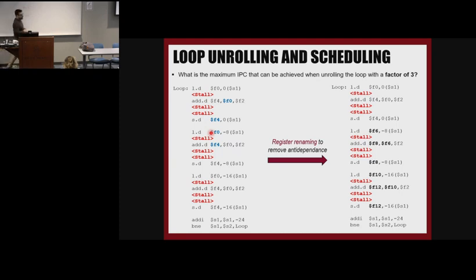There's nothing in the code that's going to change if I change this F0 to F6, and this F4 to F8. The same story applies after this point. We have F10, F12. It's the exact same code. We're just introducing more registers to the loop.